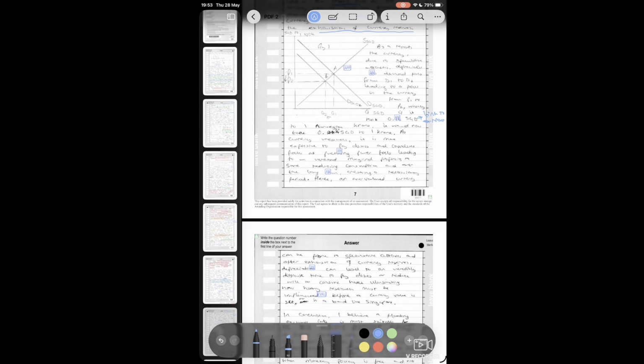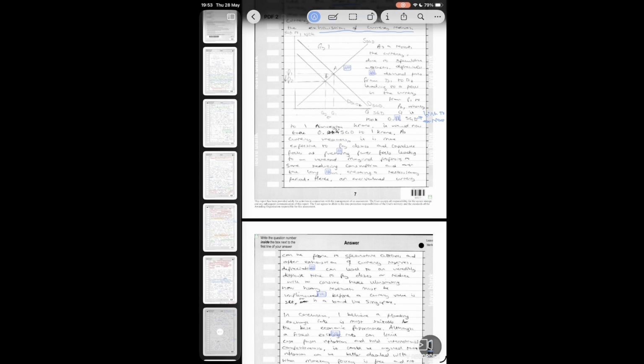So, watch the chain of analysis. Right here, I'm going to point it out. As currency weakens, as that happens, it is more expensive to pay debt. And confidence falls as purchasing power falls, leading to an increased marginal propensity to save, reducing consumption, and over the long run, I've just lost all my commas, but over the long run, creating a recessionary period. It's just chain after chain after chain, essentially.